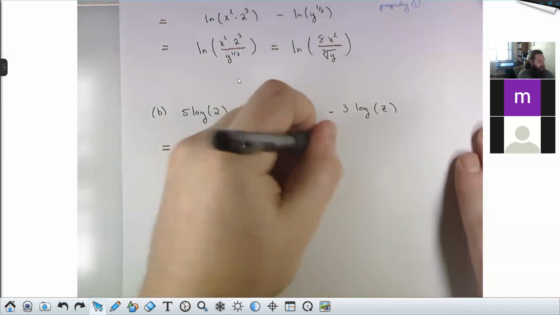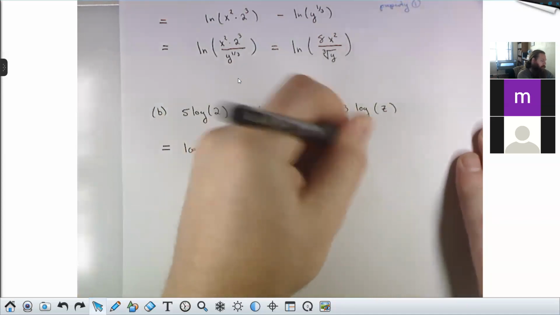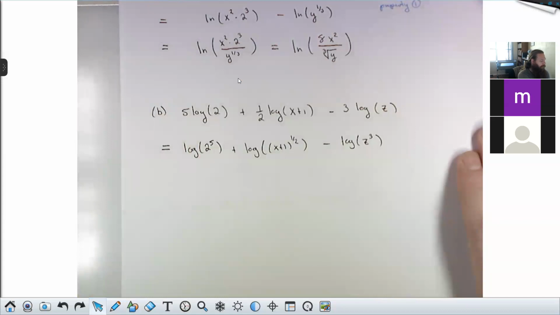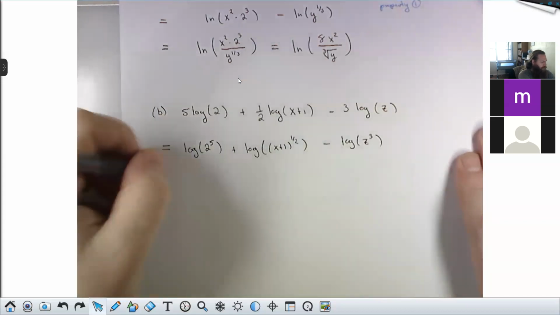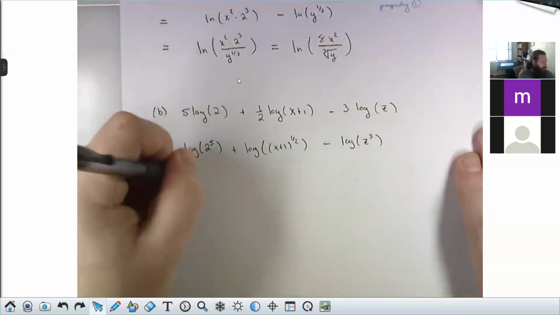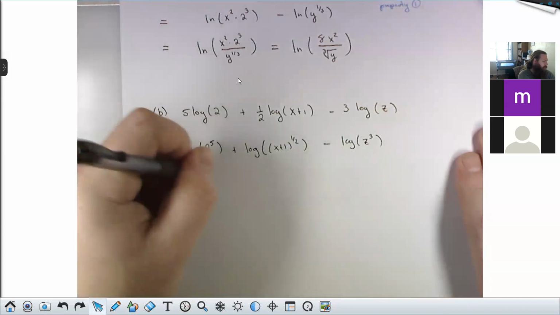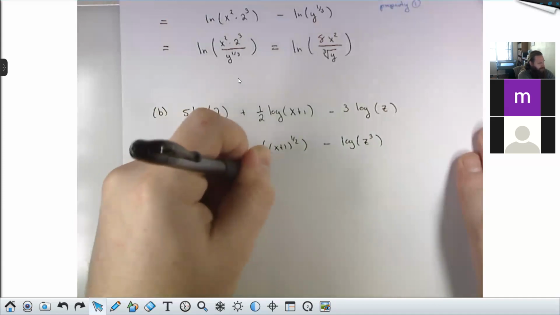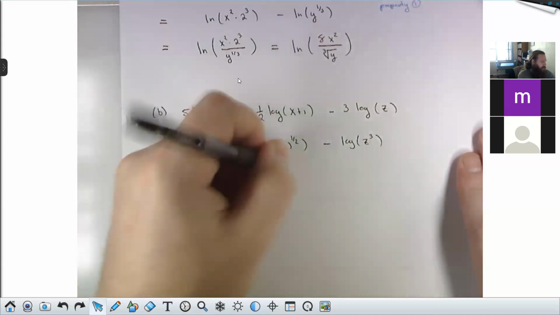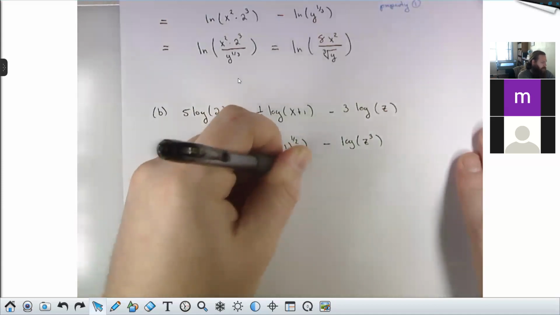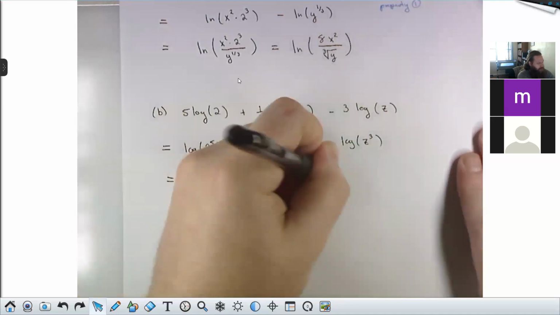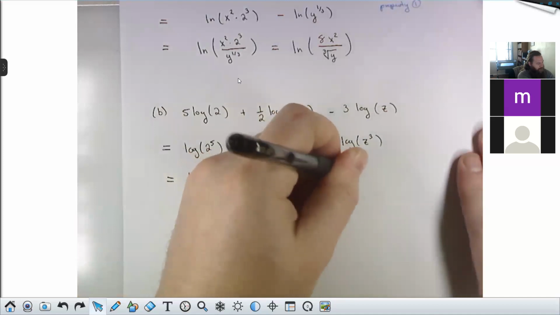And then minus the log of z cubed. Before I go ahead and do any other properties, let me just clean this up. 2 to the 5 is 32. X plus 1 all to the 1/2, it's the square root of x plus 1. And z cubed is z cubed.